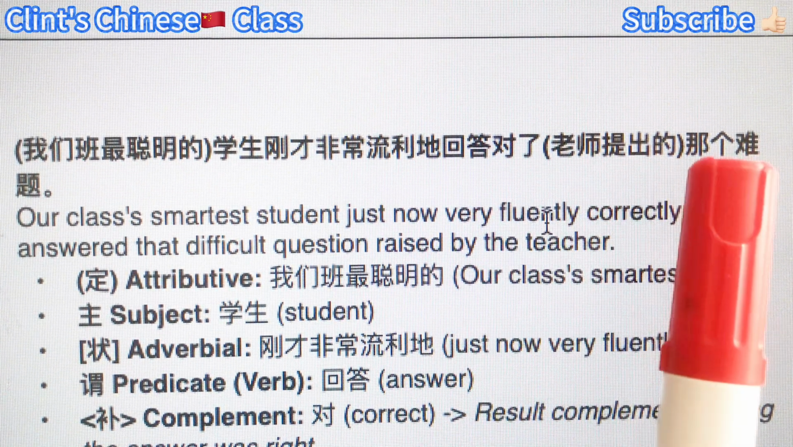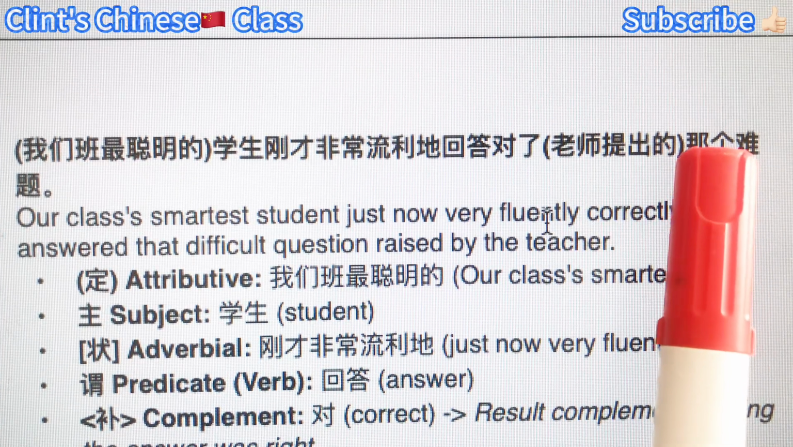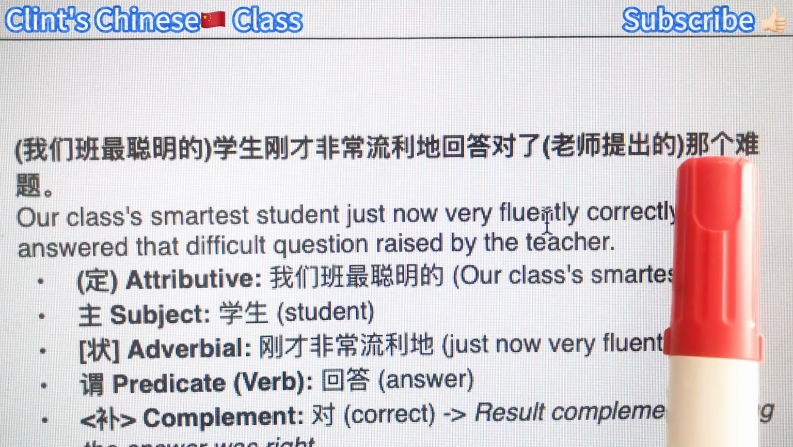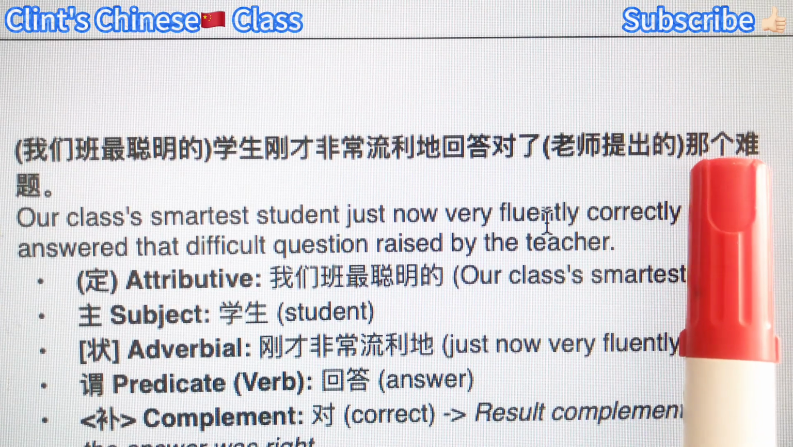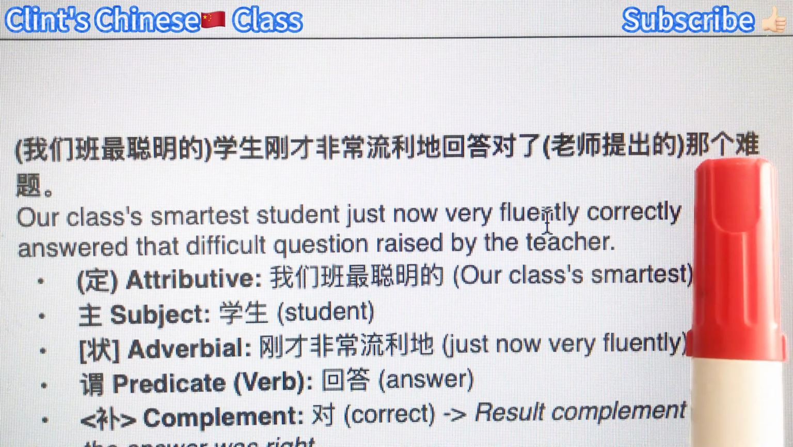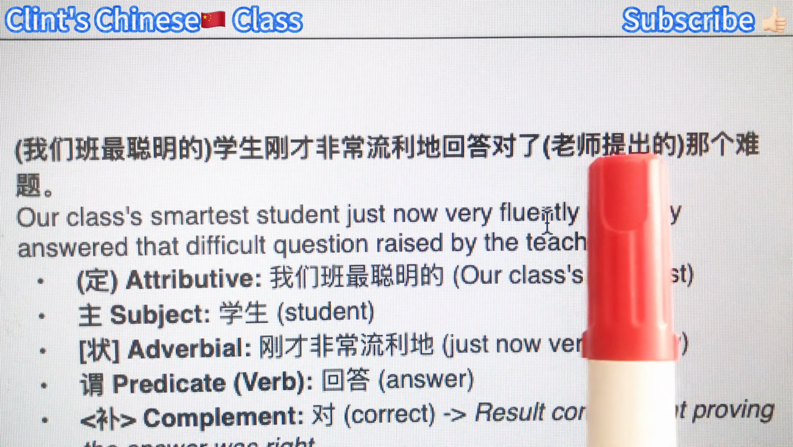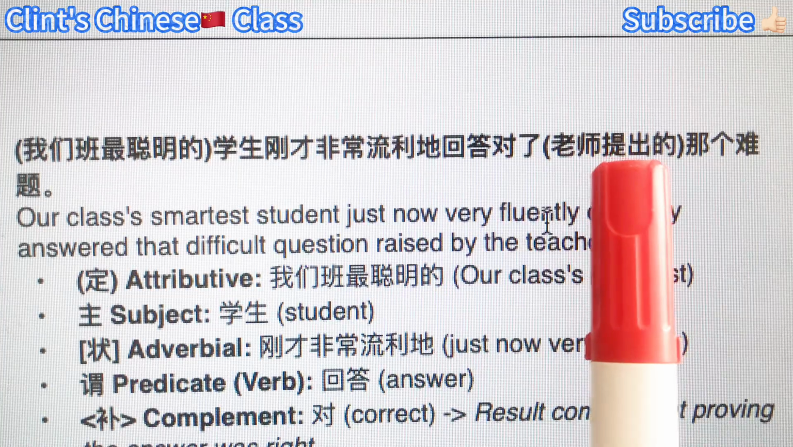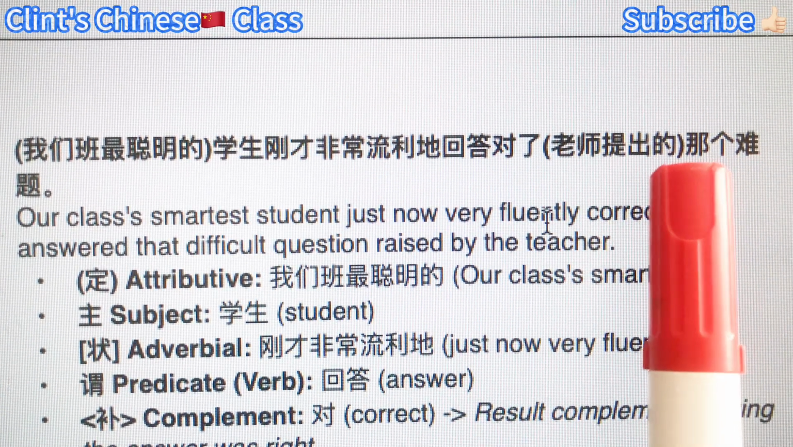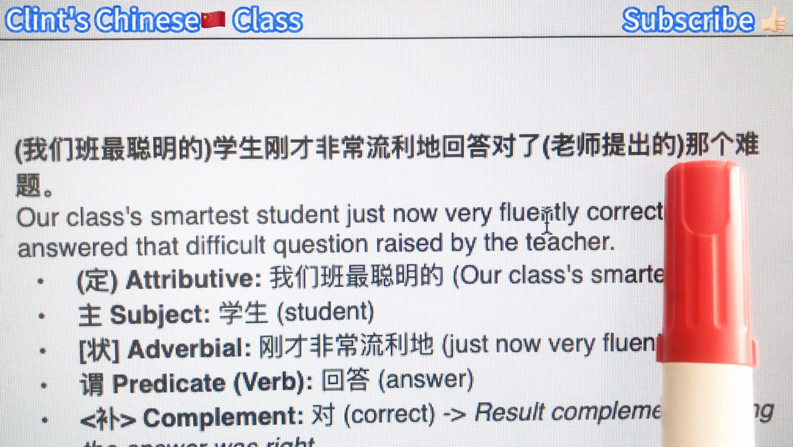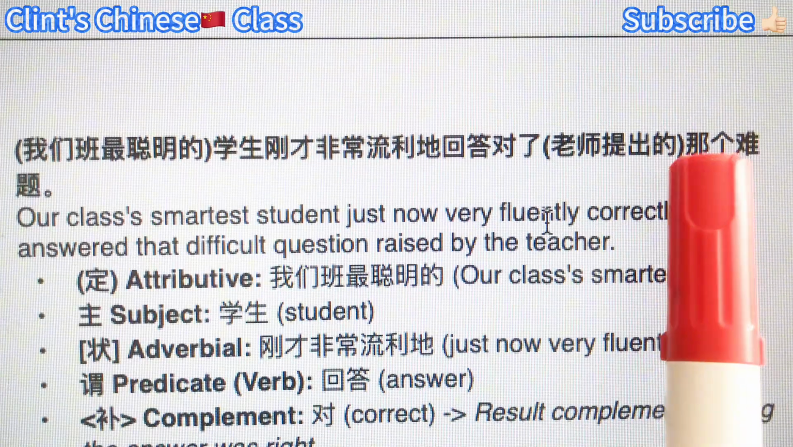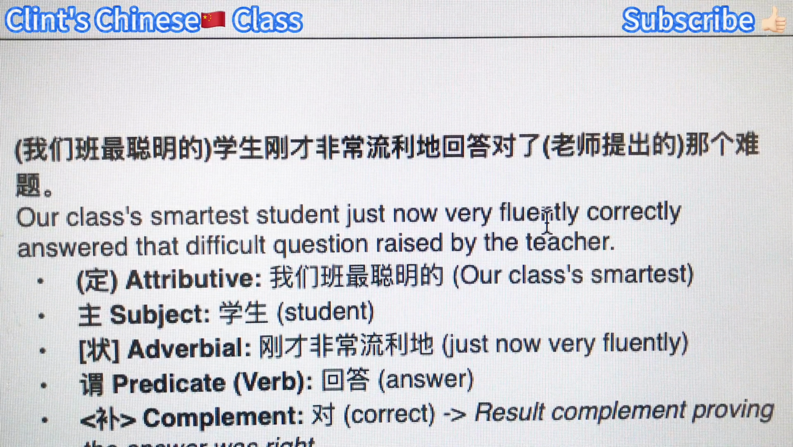Now the object is the difficult question, but we can modify that with an attributive or long adjective clause or long adjective phrase, right? So what difficult question? That difficult question raised by the teacher. 老师提出的那个难题。那个 means that one. So that one is a demonstrative pronoun. Right? It's still like an attributive.